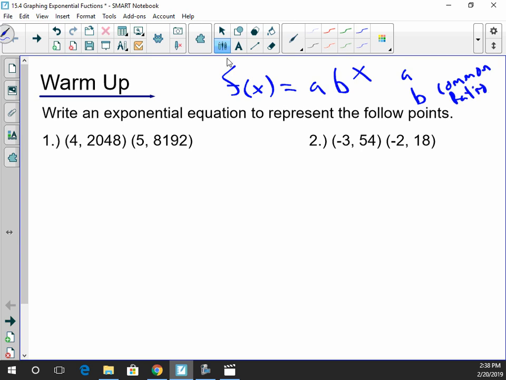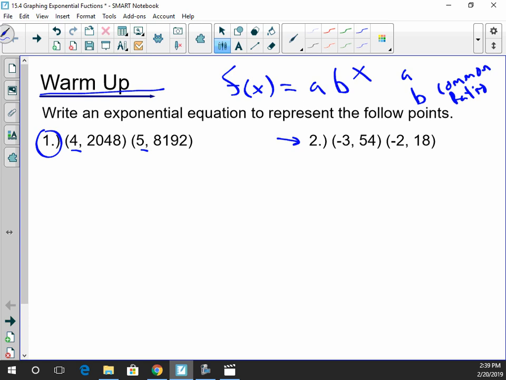And so the warm-up today is asking you to write an exponential equation based on two sequential points, meaning they come in order. And we talked about that last class. What I would like to do is go through number one and show you an example of number one, and then have you repeat that process for number two. So you're really only going to be doing one of these on your own.